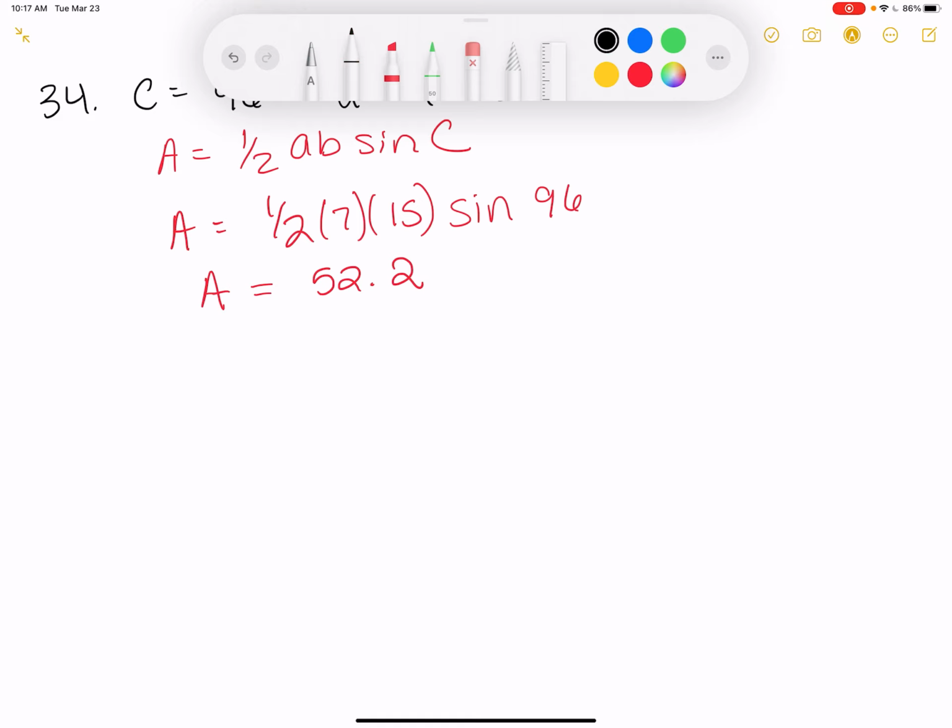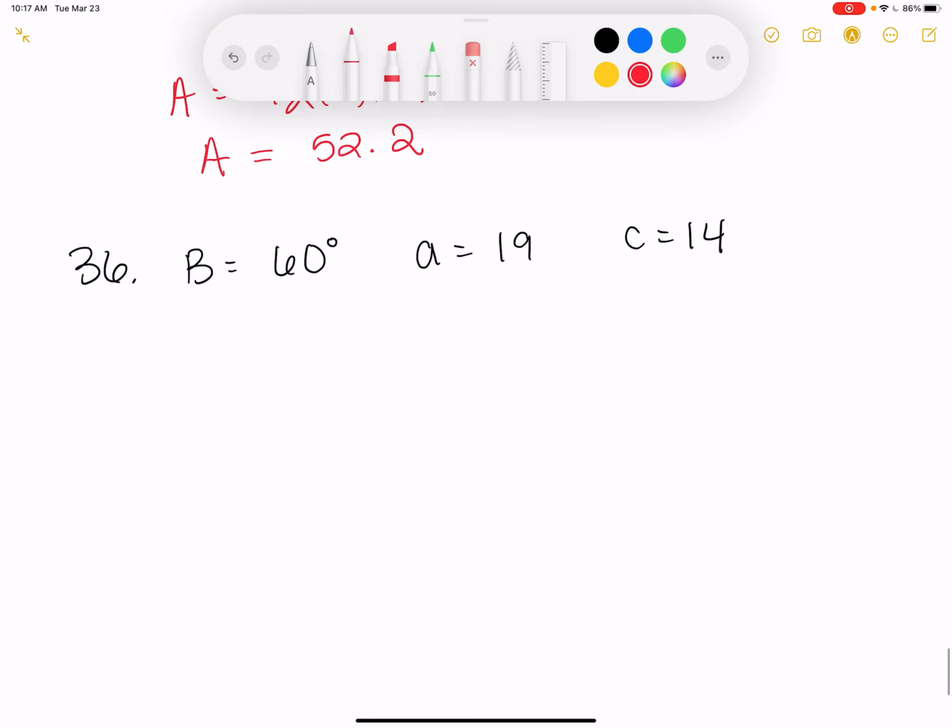All right, 36. B is 60 degrees, A is 19, and C is 14. So what is the area formula for this one? Area equals 1/2 AC sine B. So it's always 1/2 your two side lengths times the sine of the angle that you're given. I don't think your book tries to trick you and ever give you other pieces where you have to find the other. They don't ever try to trick you.